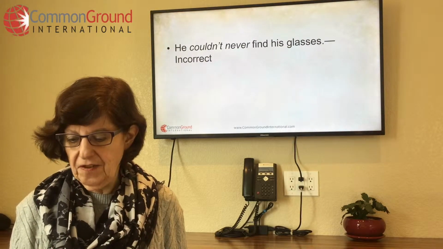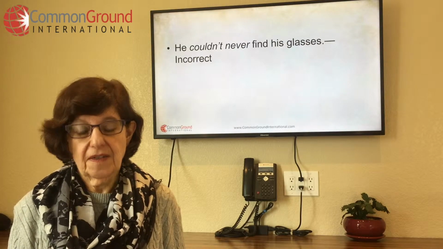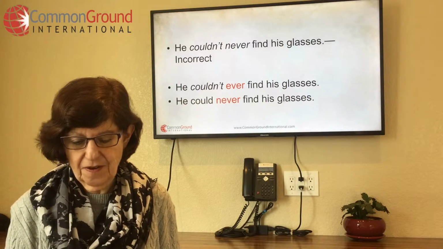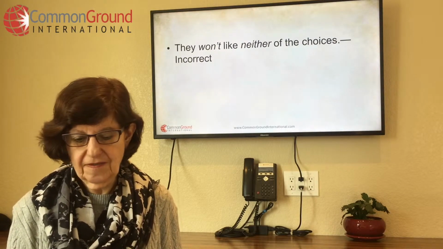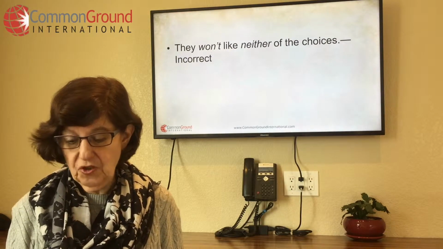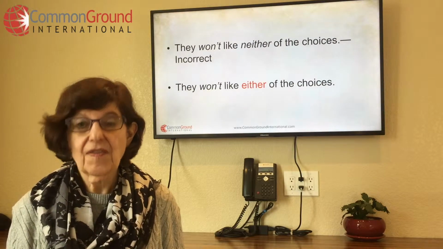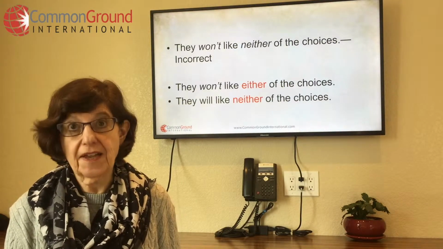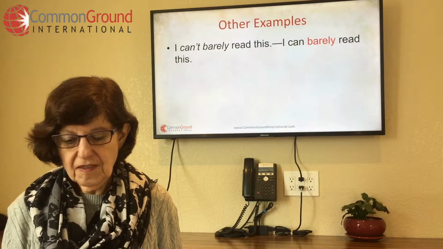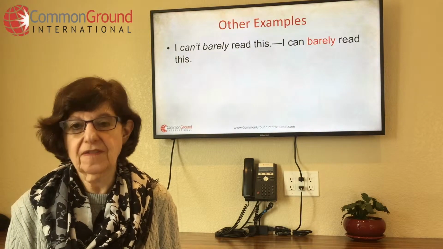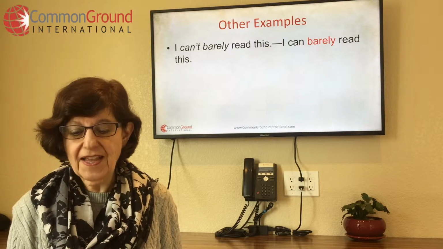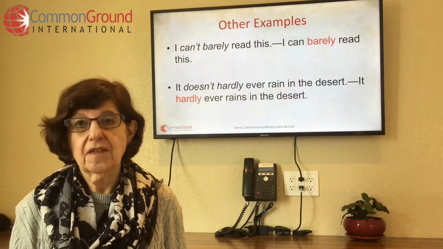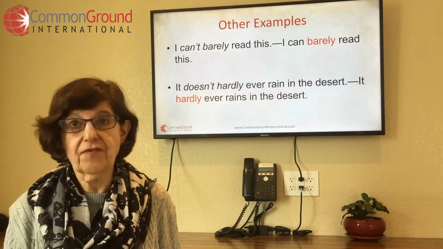He couldn't never find his glasses. Never is a negative word. Ever is the affirmative of never. He couldn't ever find his glasses, or he could never find his glasses. They won't like neither of the choices is incorrect. They won't like either of the choices. Either is the affirmative of neither, or they will like neither of the choices. Some other examples. I can't barely read this. To make it correct, we say, I can barely read this. It doesn't hardly ever rain in the desert. To make it correct, we say, it hardly ever rains in the desert.